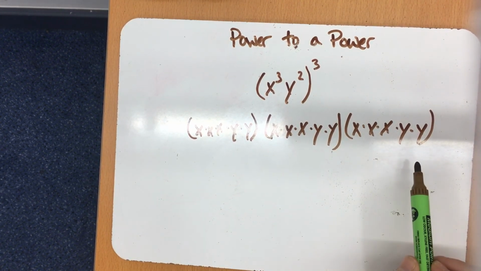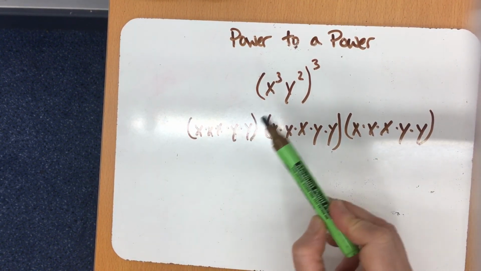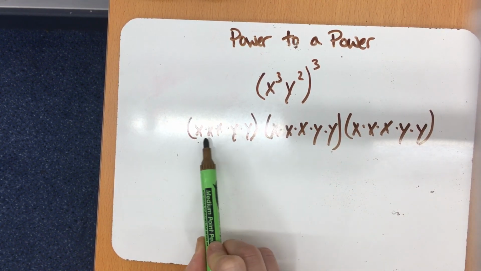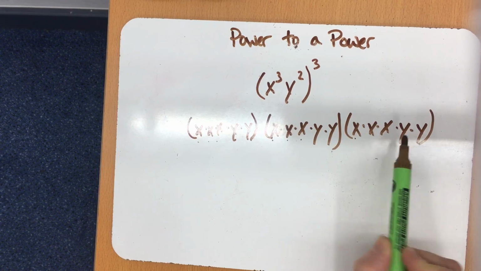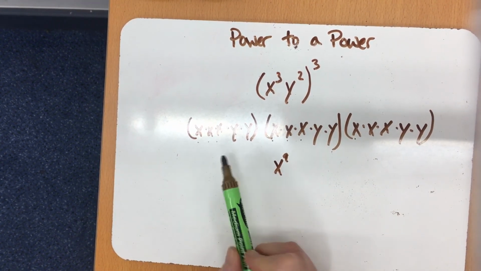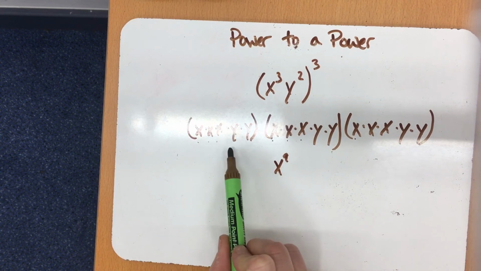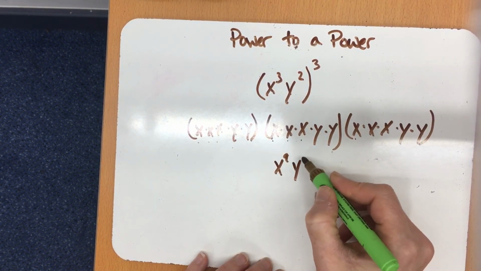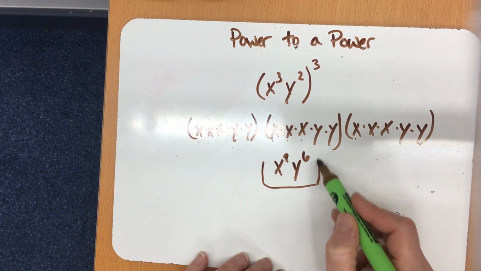And in the end, if I want to simplify this, I have to figure out how many x's I have multiplied together. So I've got 1, 2, 3, 4, 5, 6, 7, 8, 9, which would leave me with x to the 9th power. And then how many y's do I have multiplied together? So I've got 1, 2, 3, 4, 5, 6. So I have x to the 9th, y to the 6th.